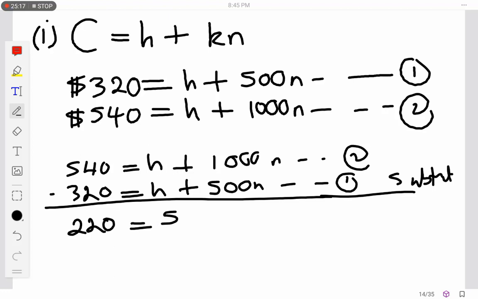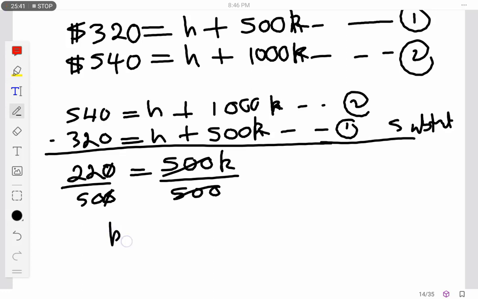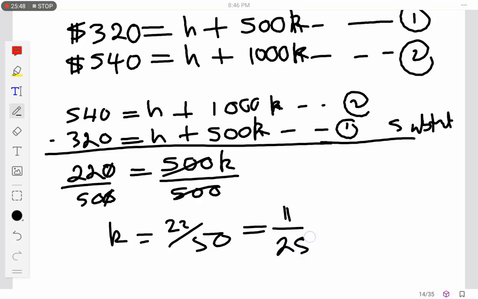I was writing N all along. This is K, guys. Oh, sorry for that. This is K. All along I was writing K. Now I'm looking like, where's my K? This is K. So this is 500K here. Now to get my K, I'm going to divide by 500 here, divide by 500 here. These will cancel off each other. These zeros will cancel off each other. So I'm getting my K value is equal to 22 over 50. I can as well reduce it and have it as 11 over 25, like that.